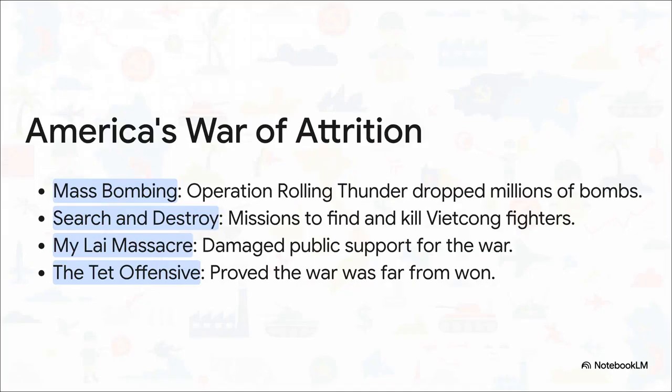So America's strategy was just to use its overwhelming firepower, mass bombing campaigns, search and destroy missions, but it was a disaster. It led to horrific events like the My Lai massacre, which shocked the world. And then came the Tet Offensive in 1968. Now, militarily, the communists lost, but psychologically, it was a knockout blow to the U.S. It proved to everyone back home that, despite what the generals were saying, this war was nowhere near over.